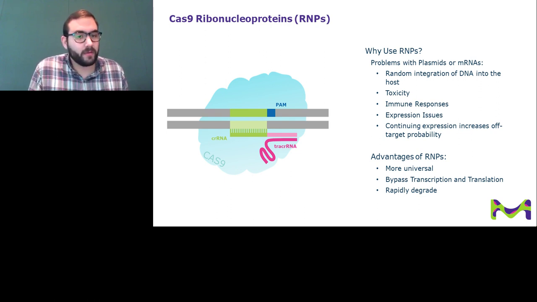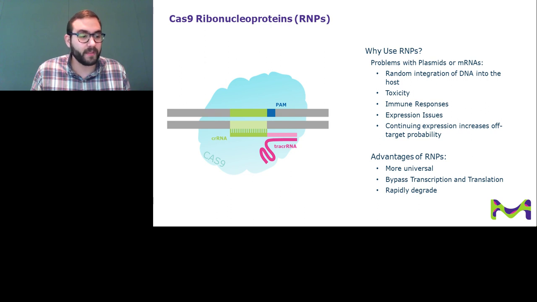You can combat this by using an RNP. They are much more universal. They will work with any cell with DNA. There's no need for expression, as the only thing you'll have to design is the target itself. They also cut immediately after delivery, as they bypass transcription and translation. They are ready to find the target site and cut immediately after delivery.